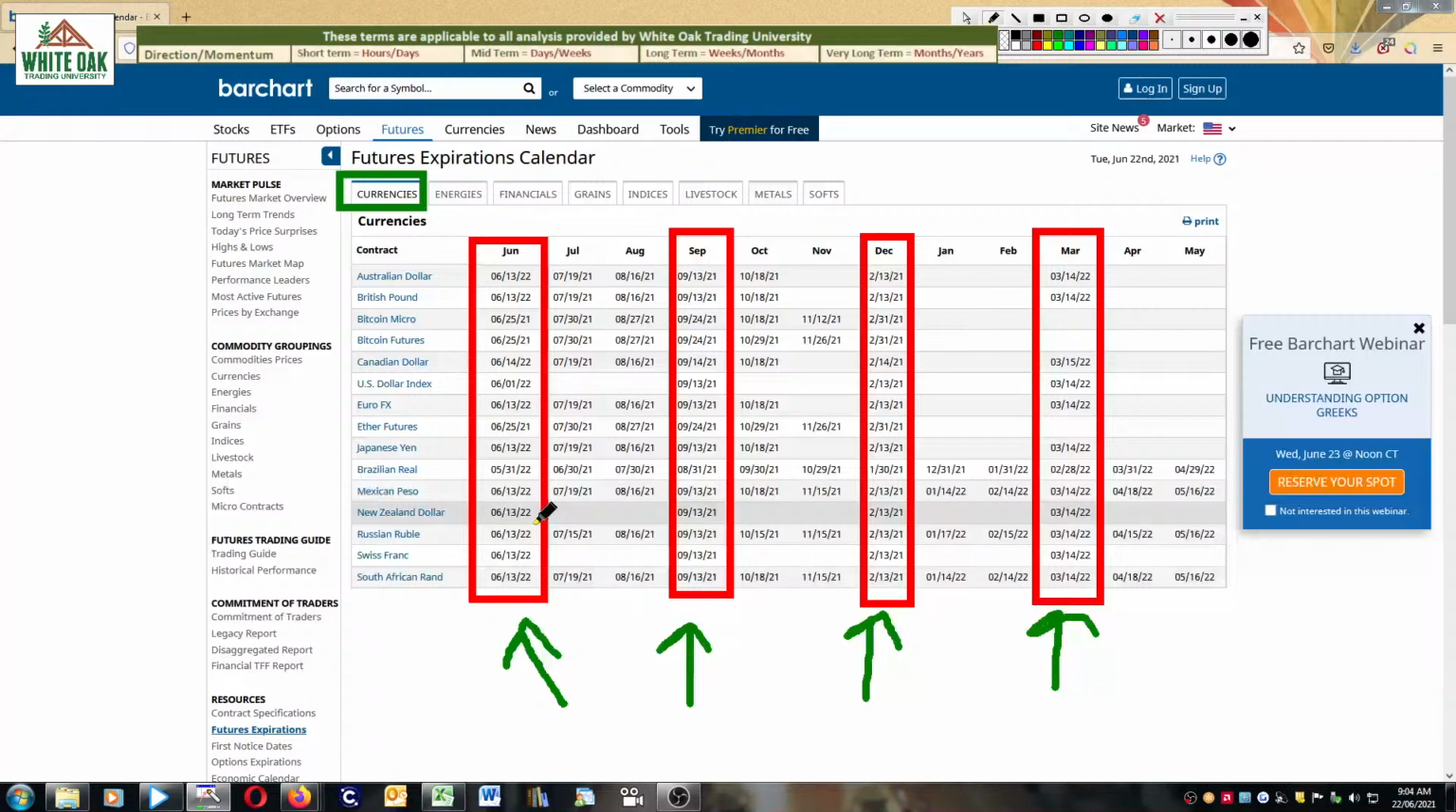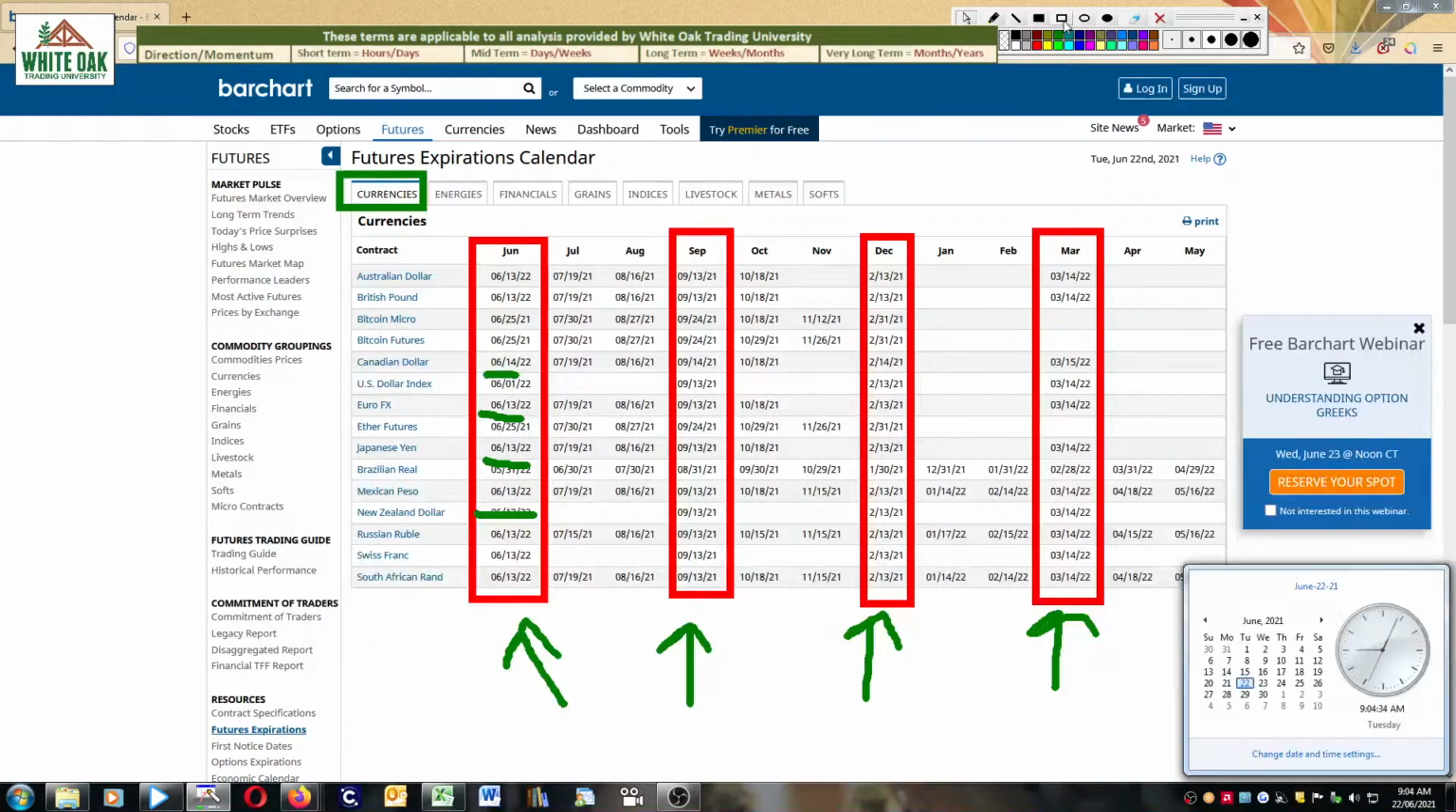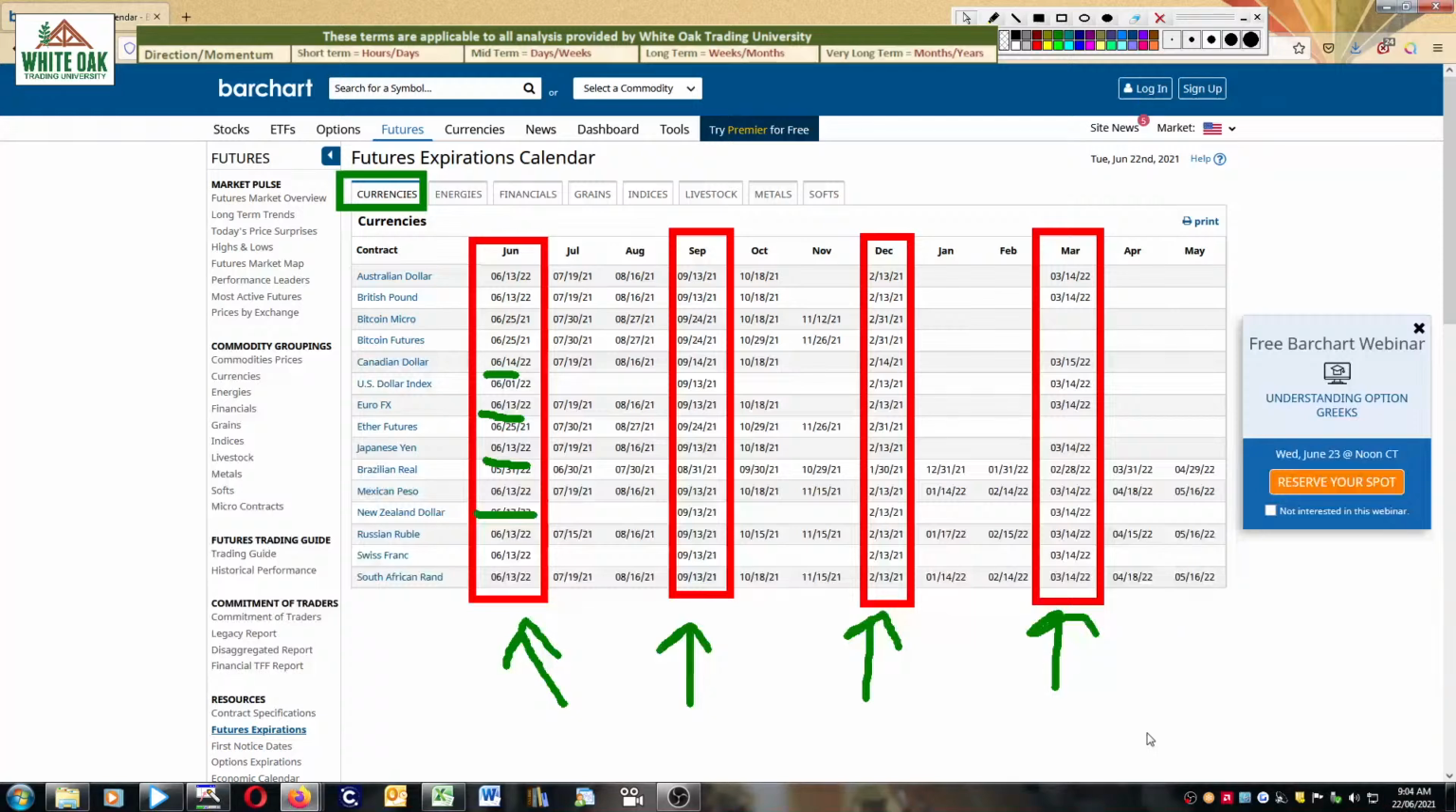Now, if you look at June, you can see the dates for the Canadian dollar, Japanese yen, and the euro. I want you to take a look at those dates: 6/13, 6/14, 6/13, 6/13. So basically right before 6/15. That's important, because this past data was reported on June 15th. So what does that tell you?